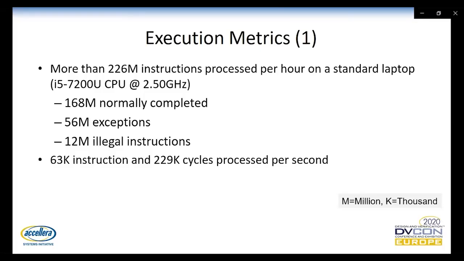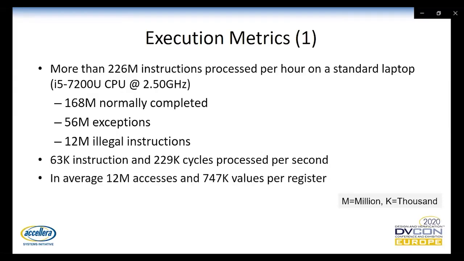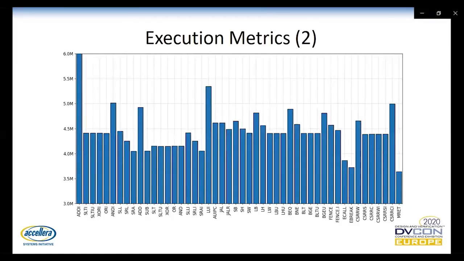On average, 12 million accesses and more than 700,000 different values have been observed per register. In addition, more than 99% of all possible immediate values have been observed as well in the testing process. Therefore, besides the high performance, our approach also enables a broad coverage. In combination with support for unrestricted instruction sequences to cover highly irregular control flows, our approach is very suitable for extensive stress testing. On this slide, you can see a distribution of the generated instructions.